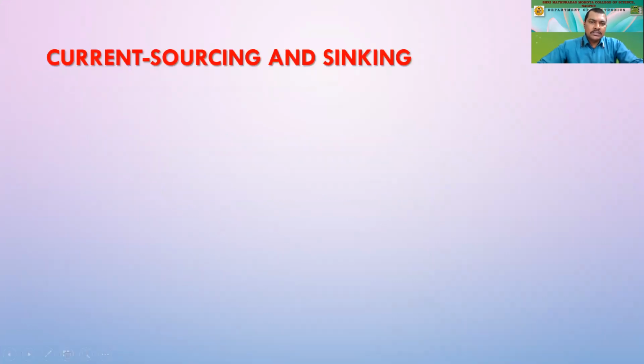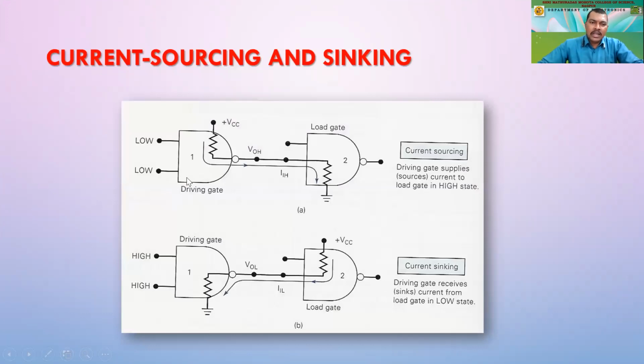These are some of the characteristics, and these are current sourcing and sinking. We have some resistances and circuitry over there. Current sourcing means the output of the gate acts as a source of current. This current is given to another gate, through the gate. So this is the driving gate, and this is the load gate.